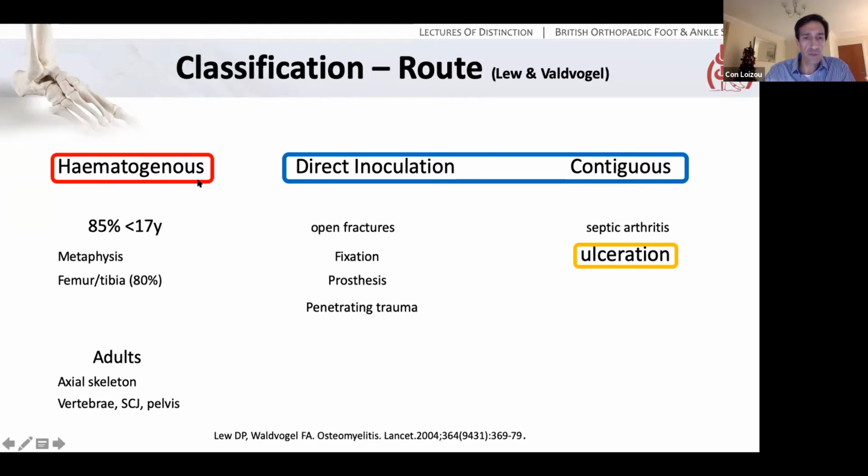Then you have osteomyelitis that has developed by direct inoculation of organisms to the bone, such as in open fractures, during fixation of bone or introduction of a prosthesis, and penetrating trauma. And finally, we have osteomyelitis arising from a contiguous spread, such as a septic joint or infected ulcer. Now, in the foot and ankle world, contiguous spread via an infected ulcer is the most common mode of spread.